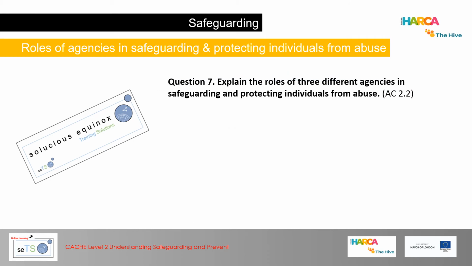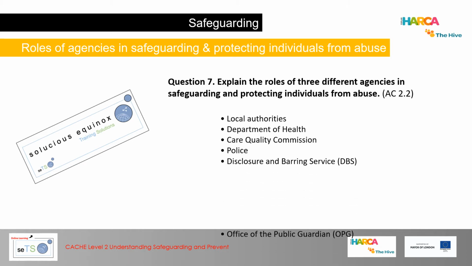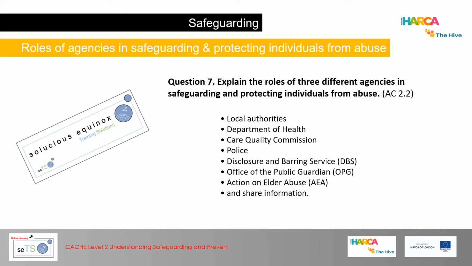Question 7 is asking you to explain the roles of 3 different agencies in safeguarding and protecting individuals from abuse. So don't forget: local authorities, Department of Health, the Care Quality Commission, Police, Disclosure and Barring Service, Office of the Public Guardian, Action on Elder Abuse, and Sharing Information, Equality and Human Rights Commission. So I'd like you to explain the roles. Don't just list them, tell me about them and what they do for the community in local or national situations.